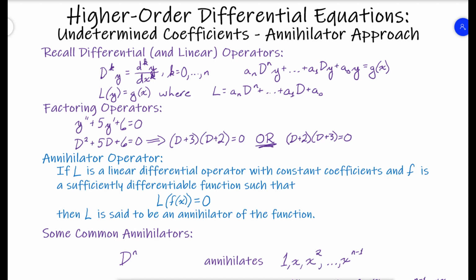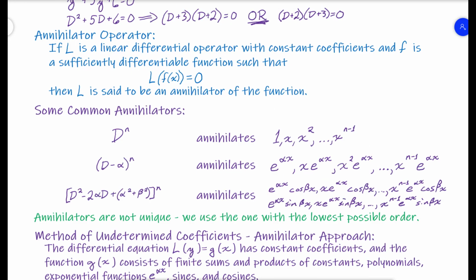So there are some common annihilators that we can talk about. Namely, D to the n is going to annihilate anything that looks like 1, x, x squared, x cubed, all the way up to x to the n minus 1. As long as the exponent on our variable x is smaller than the exponent on our annihilator D, then it's going to annihilate. Another common one is (D minus alpha), that quantity, raised to the nth power.